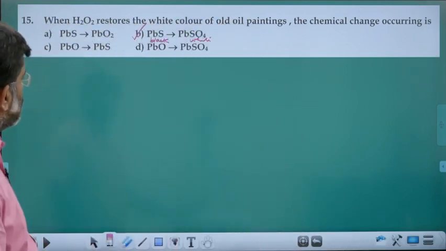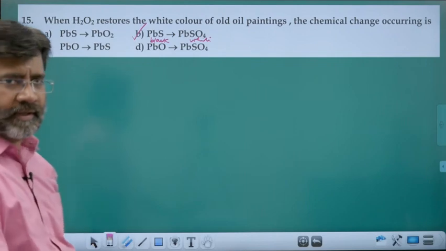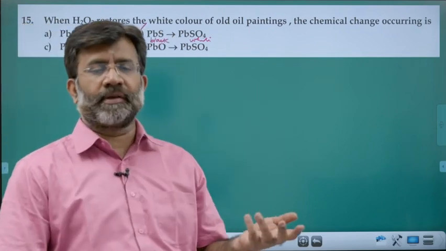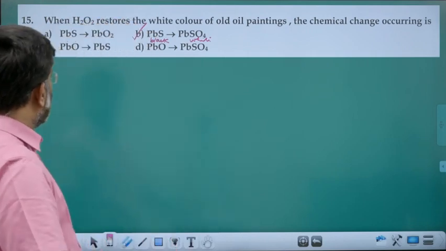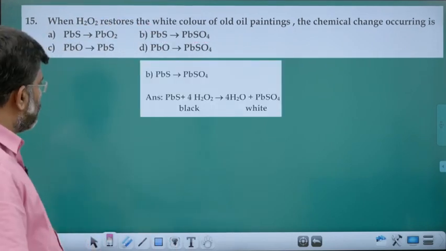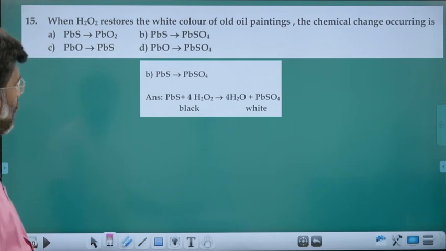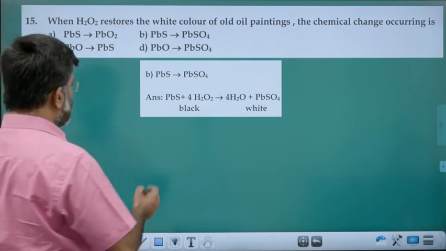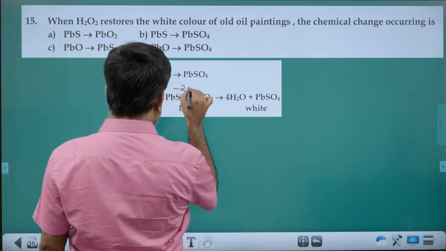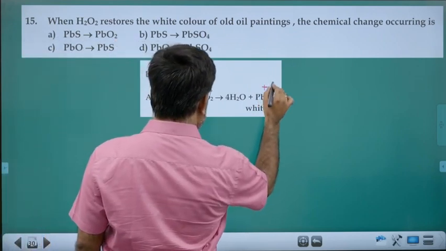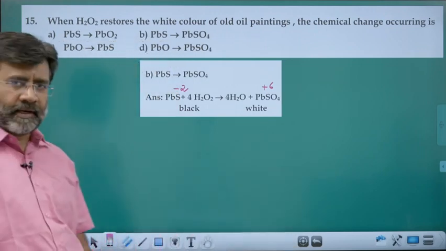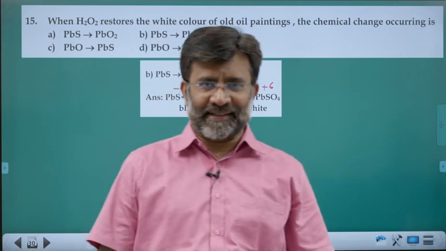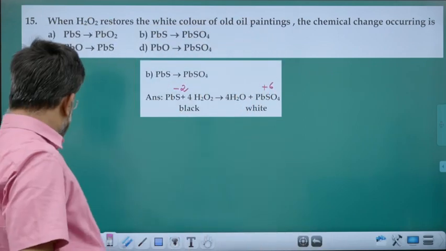And the question is based on that, and the same reaction is referred to in the textbook as an oxidizing and reducing property of H2O2. Yes. Option B is the correct answer. Lead sulfide black converted to lead sulfate white. So what is the change in oxidation state? Sulfur -2 converted to sulfur +6. So N factor is 8. Next.